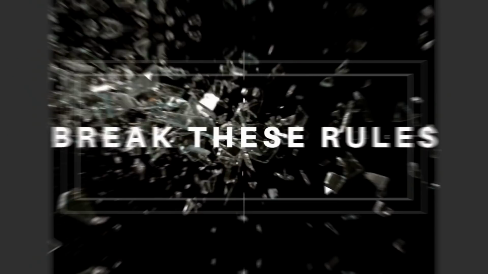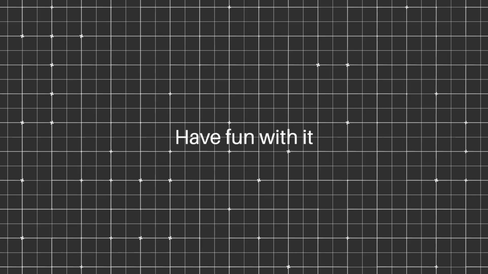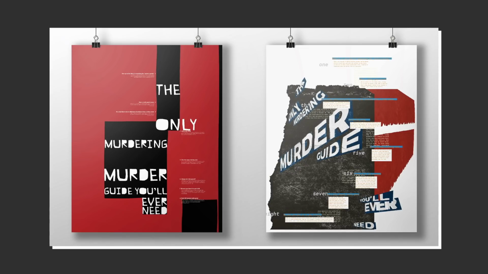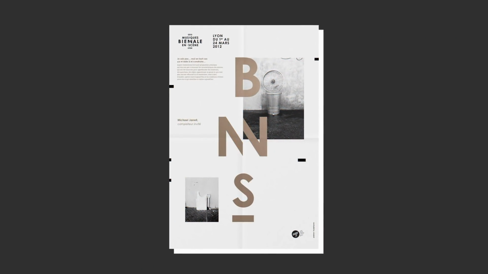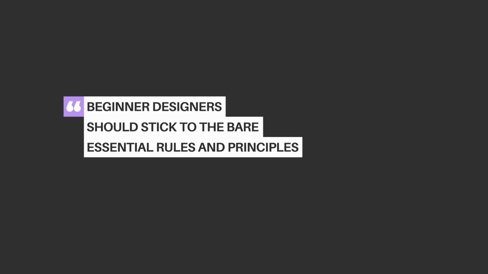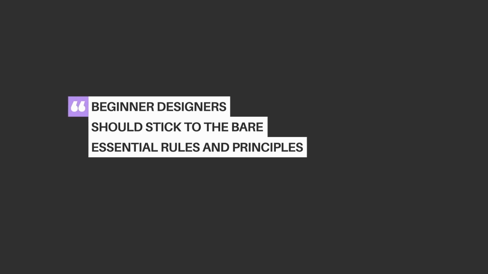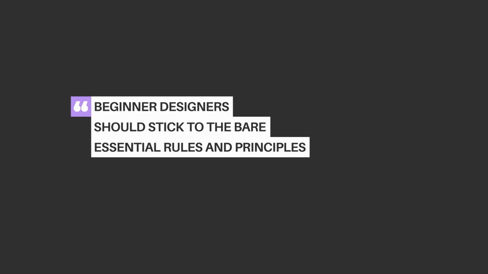So those are some ways that you can break rules, and just remember, always consider the message and if the rule break will align with that message. Now you can have some fun with it, and especially with the grid systems, because you can have fun overlapping and disjointing or jarring text. But I still stand by the fact that beginner designers should always pretty much stick to the bare essential rules and principles, because they always lead to functional design.